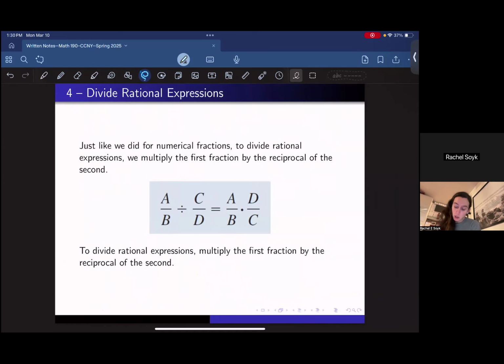Our fourth objective, we have dividing rational expressions. So when you divide by a fraction, what's the trick? Keep, change, flip. Keep the first fraction the same. Change the operation from division to multiplication, and then flip that last fraction. So instead of looking at c over d, it's now d over c. And then you're back to the rules of multiplication.